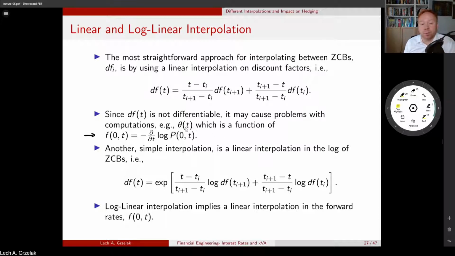That's a problem you could have with this kind of interpolation, because the interpolation here does not guarantee differentiability, so the zero coupon bond is not differentiable.